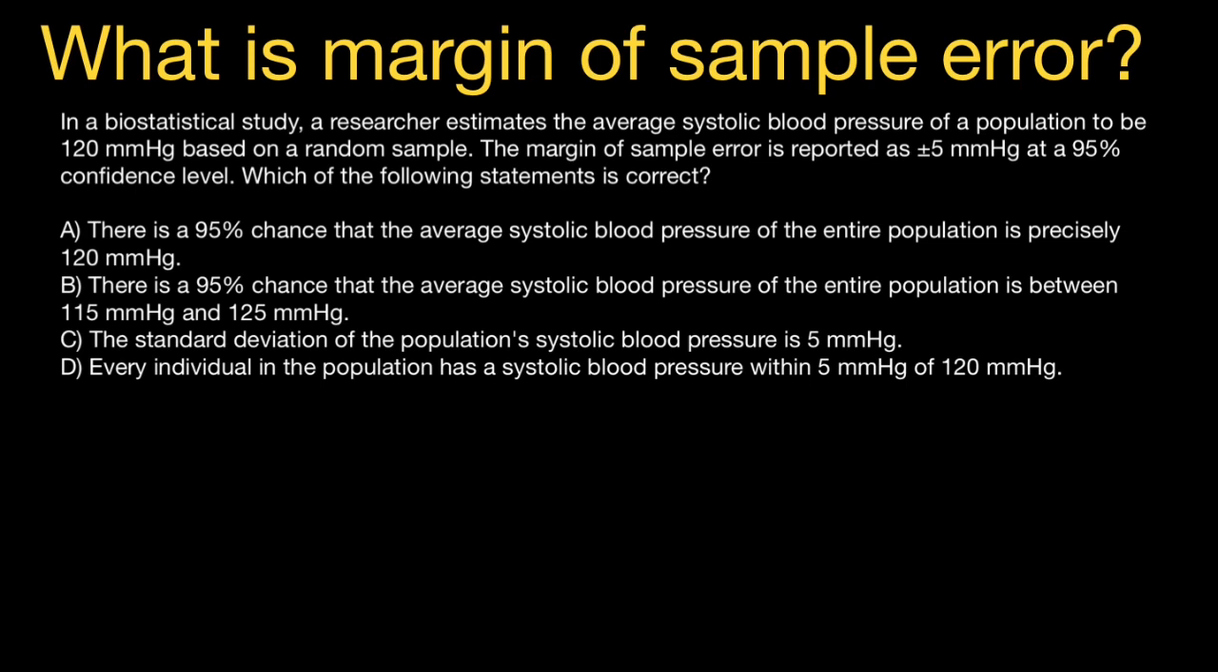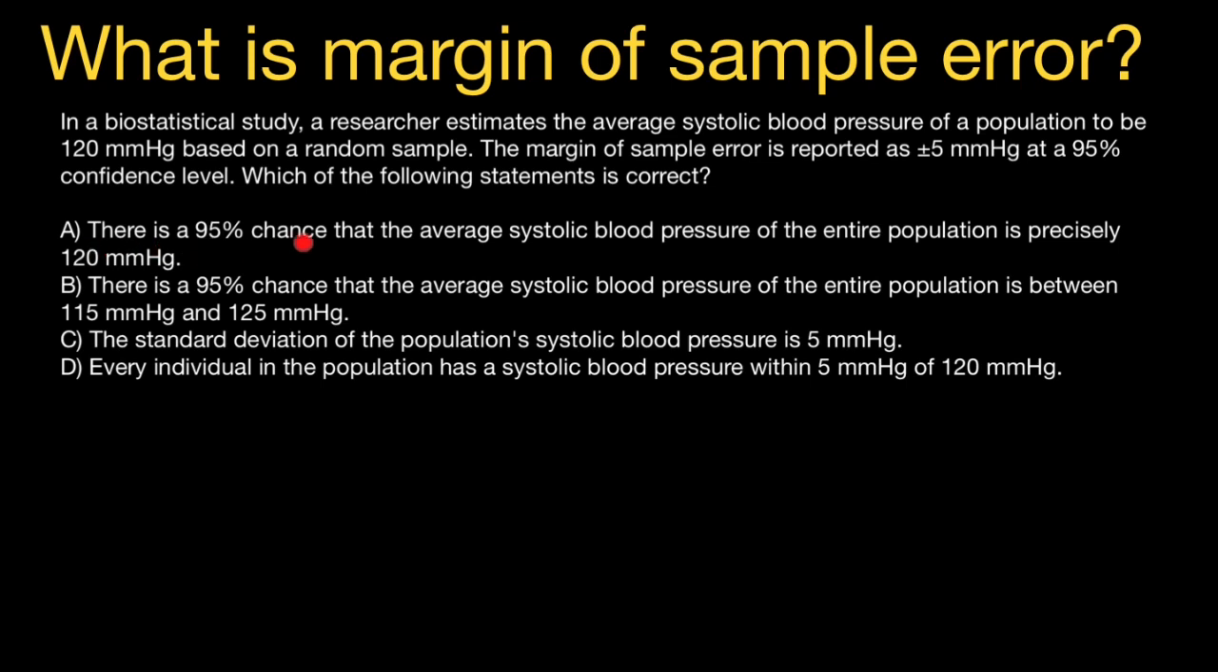And here's the problem. In a statistical study, a researcher estimates the average systolic blood pressure of a population to be 120 millimeters of mercury based on a random sample. The margin of sample error is reported as plus minus 5 millimeters of mercury at 95% confidence level. Which of the following statements is correct?